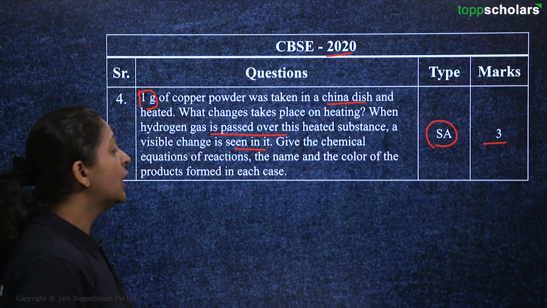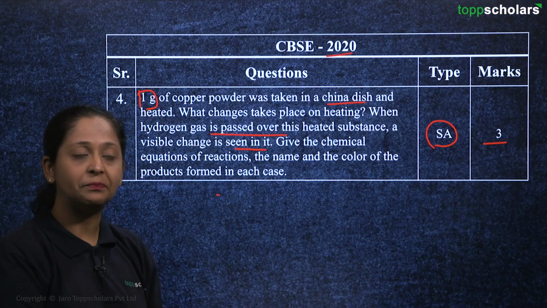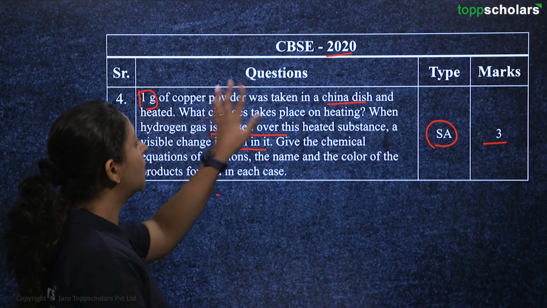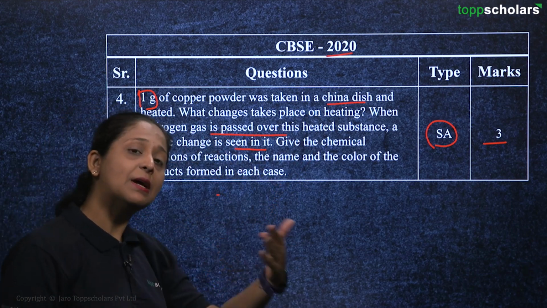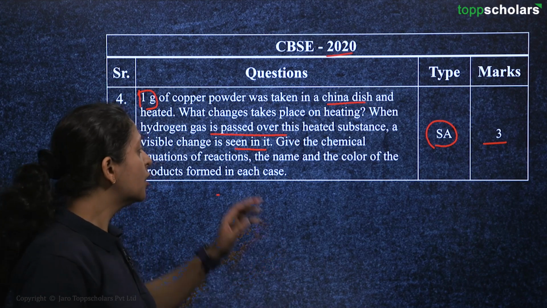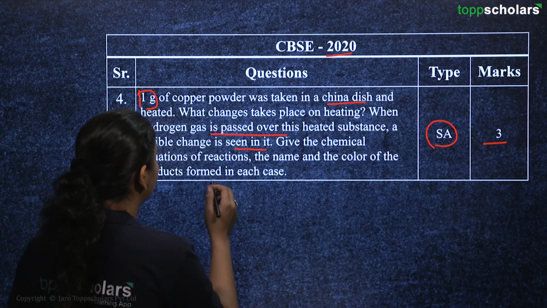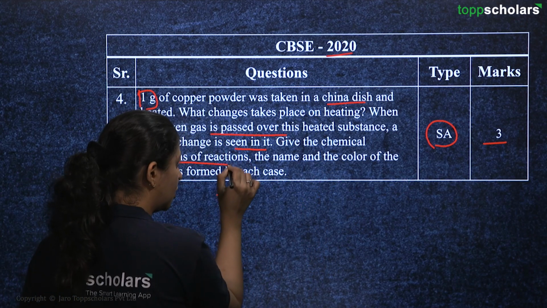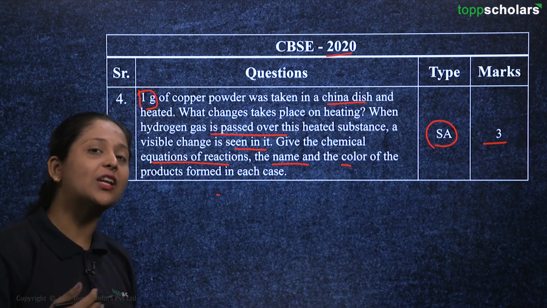So what you have to do? You have to just determine the chemical equation of all the reactions which happen. The first reaction is between the copper powder and the oxygen in the china dish on heating. The second is when hydrogen gas is passed through that product which is formed. By doing that, you will be able to get 3 marks over here, because you have to determine the equation, the name of the substance and the color of the product formed in each and every case.